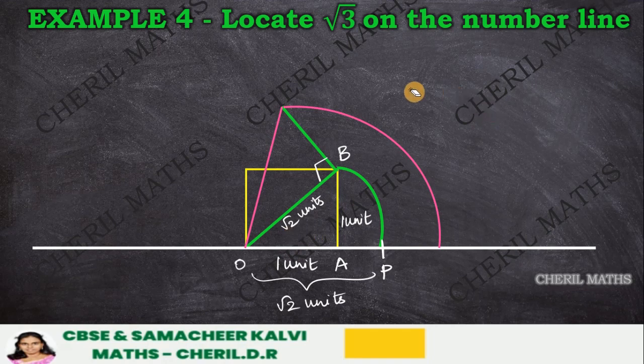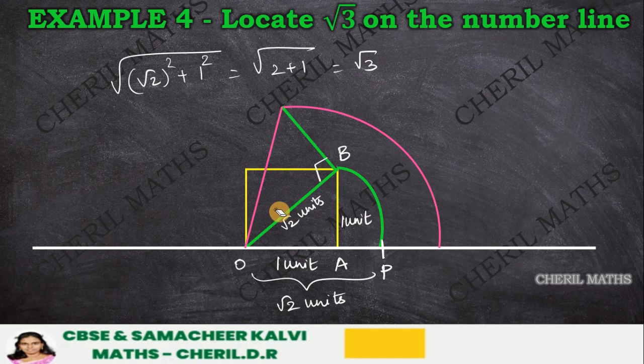So now we know that square root of 2 the whole square plus 1 square under root will be what? Square root of 2 plus 1, which will be root 3. So I need root 2 here, and another 1 unit here. So this is my BD. Now I can say that my OD is root 3 units.